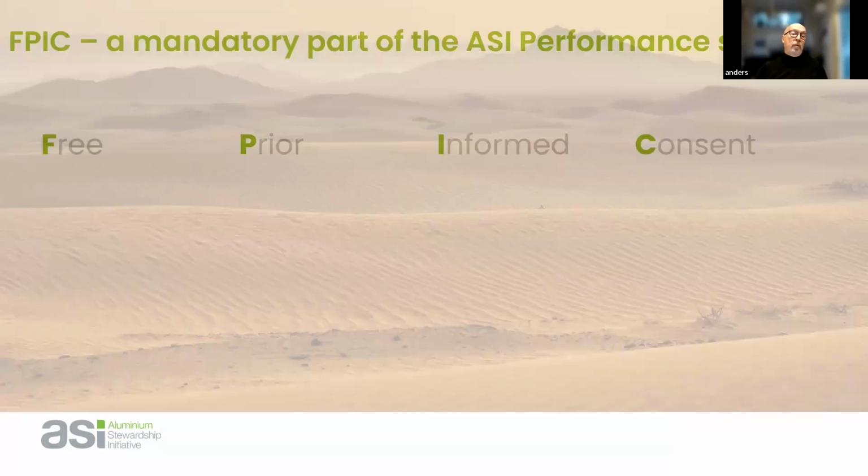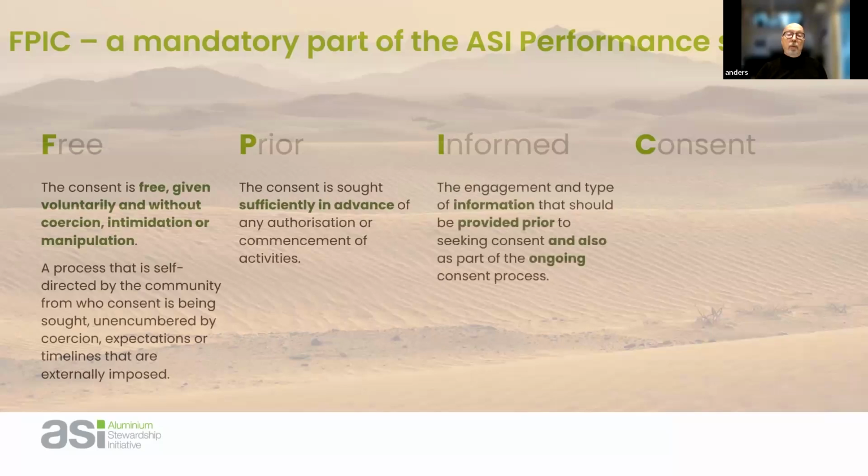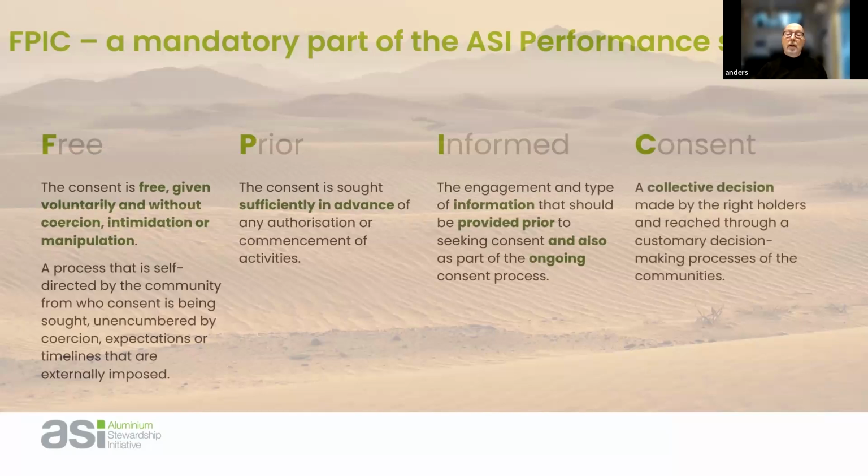So how can we then interpret the word FPIC? Well, free means that we are seeking a consent freely given, voluntarily and without coercion, intimidation, or manipulation. A process that is self-directed by the community from whom consent is being sought, unencumbered by coercion, expectations, or timelines that are externally imposed. With prior, we mean that the consent is sought sufficiently in advance of any authorization or commencement of activities. Informed refers to the engagement and type of information that should be provided prior to seeking consent and also as a part of the ongoing consent process. And finally, the consent is a collective decision made by the right holders and reached through a customary decision-making process of the communities.